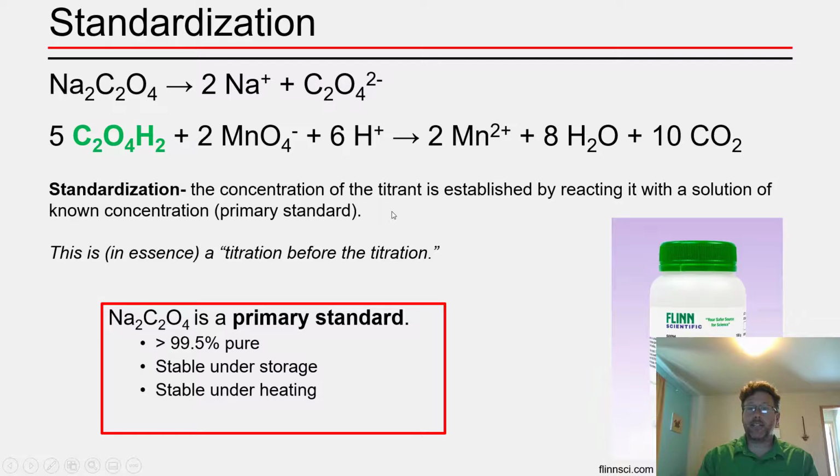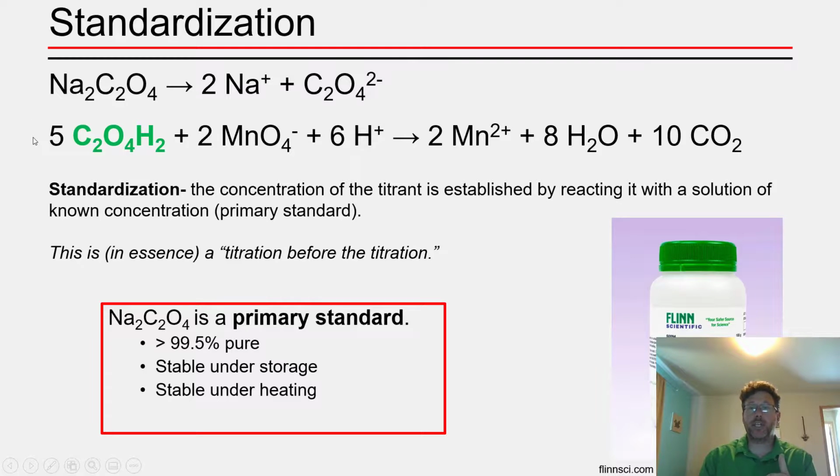So the purpose of the standardization procedure is to take your titrant, react it against a primary standard, and establish the concentration of your titrant in a separate titration before your main titration assay. And in this case, the primary standard that you can use is sodium oxalate, which is the same counter ion that you have in your calcium oxalate precipitate. If you acidify sodium oxalate, you can form oxalic acid, and you can purchase sodium oxalate as a primary standard with a known purity and guaranteed stability under storage.